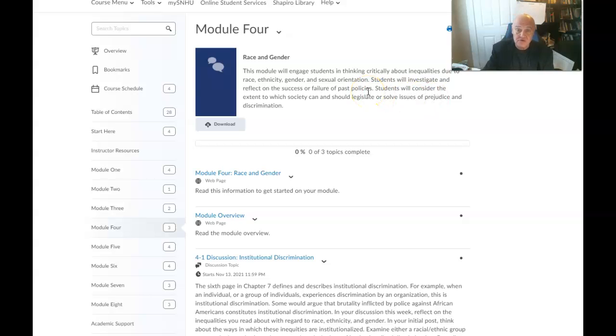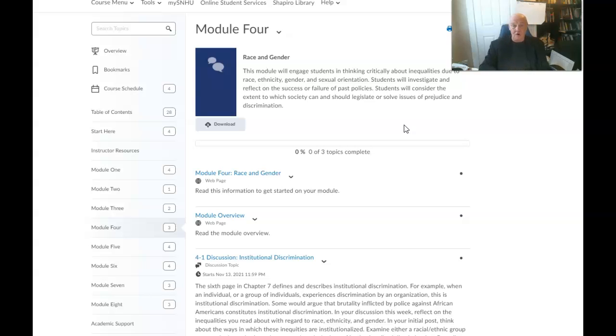This week, we are going to be discussing, analyzing, and assessing inequities due to race, ethnicity, gender, and sexual orientation. You're tasked with investigating and reflecting on the success or failure of past policies. Students will consider the extent to which society can and should legislate or solve issues of prejudice and discrimination.